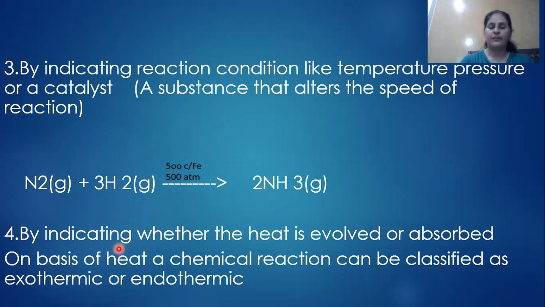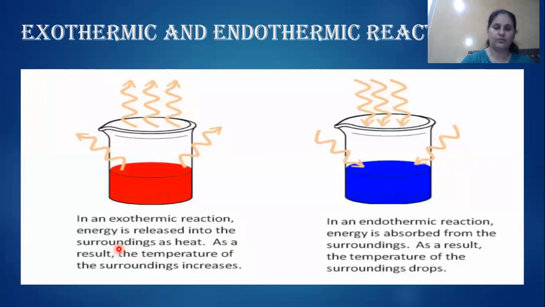Then another way to make your equation more informative is to see whether the heat is being evolved or absorbed. Based on that, your chemical reaction can be classified as exothermic and endothermic. Exothermic: exo means to give out, thermic is the heat. So when heat is released into the surrounding, the temperature of the surrounding will increase, and such a reaction is said to be an exothermic reaction.